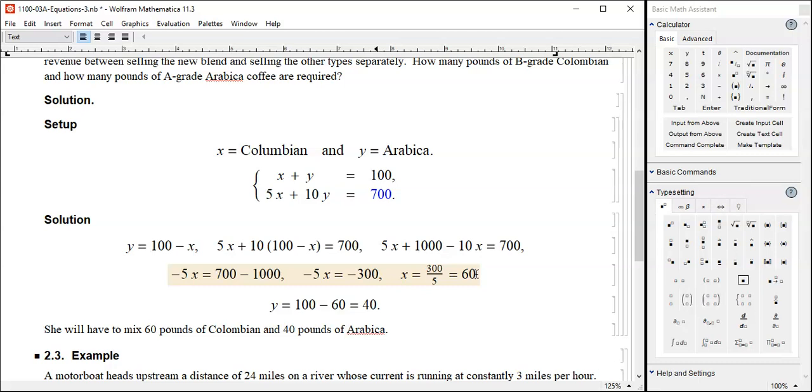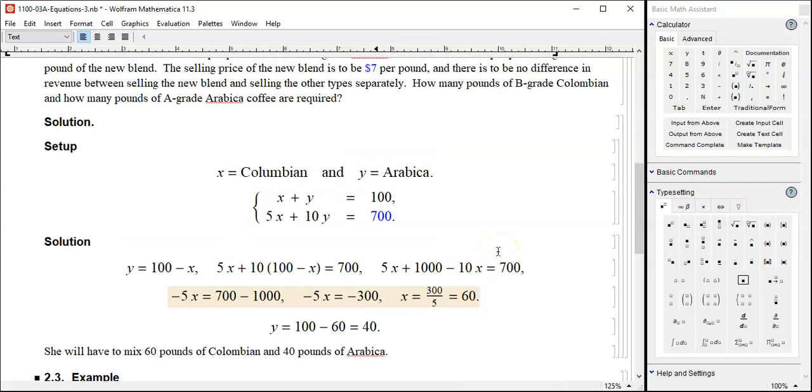These are not difficult computations. We get x equal to 60. All right, 60 pounds belong to B grade Colombian out of total 100. Subtract and you get Arabica. Or you can just plug into this equation. You don't really have to go back to the problem if you do it that way.